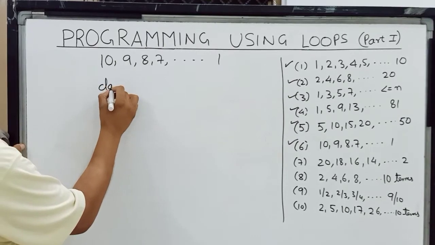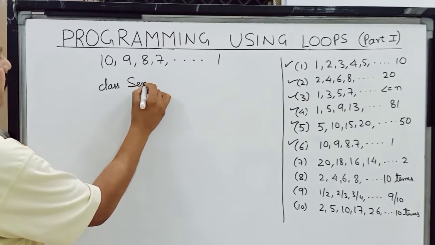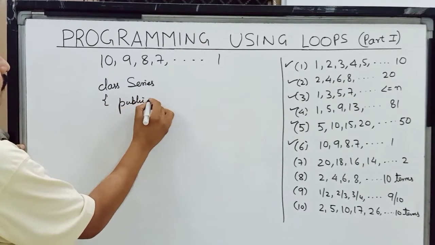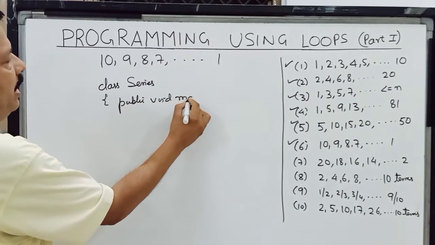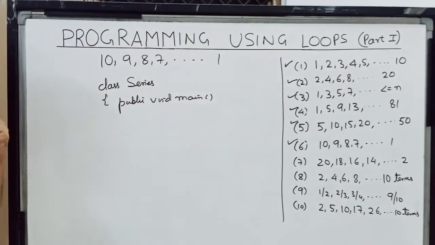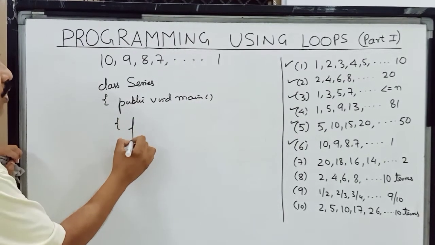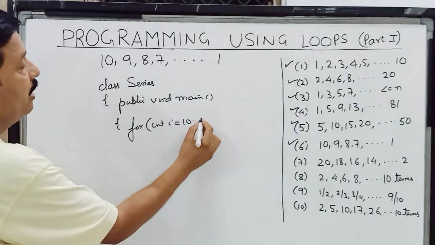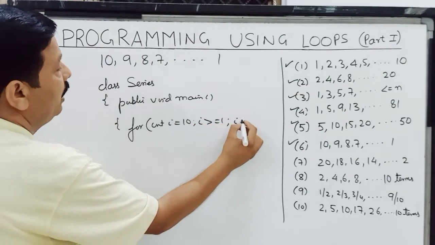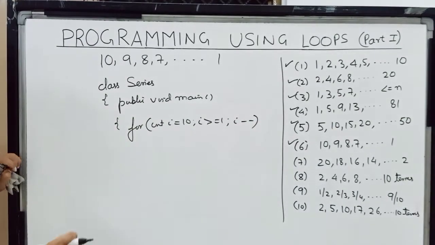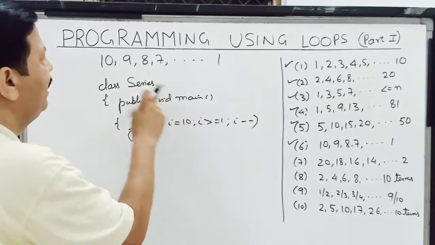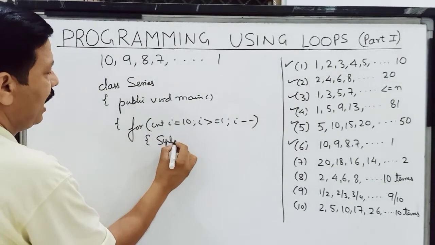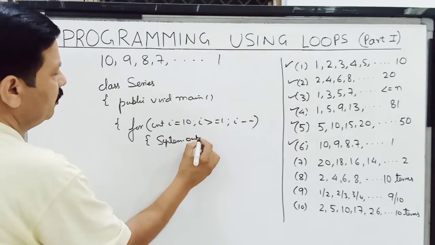So what we do, class series, then I write public void main. So children, now I am going to start my loop from for int i equal to 10, i greater than equal to 1, i minus minus. So my loop will start from 10 to 1. That is what it is asking us to print. So I print i, 10 will get printed.